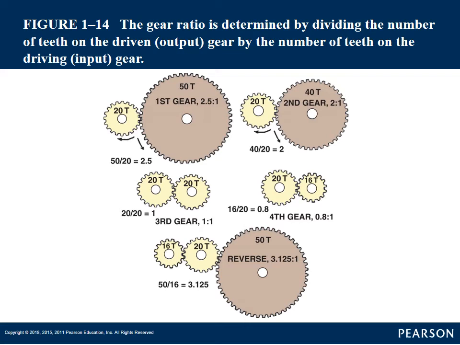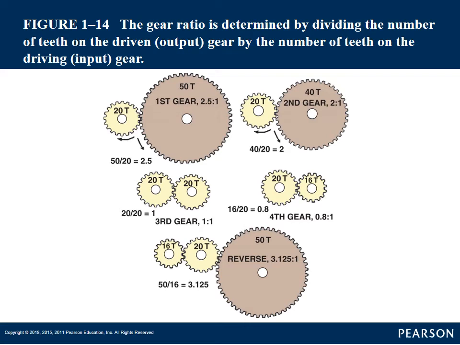And then you can see in our fourth gear where our drive gear is now bigger than our driven gear, and you get 16 divided by 20 is 0.8. In other words, our drive gear turns 0.8 of a turn to every 1 turn of our driven gear, and that gives us our overdrive, to where our drive gear is actually spinning slower than our driven gear.